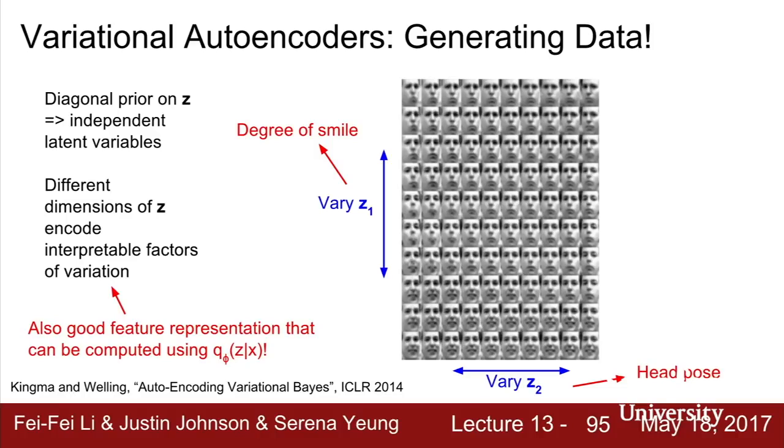And so we can use our Q of Z given X, the encoder that we've learned, and given an input image X, we can map this to Z and use these Z as features for downstream tasks like supervision, or classification, or other tasks.